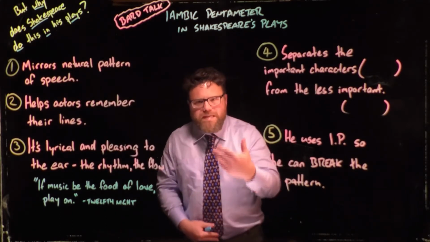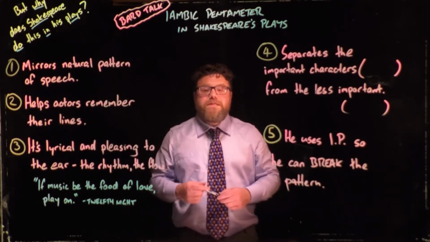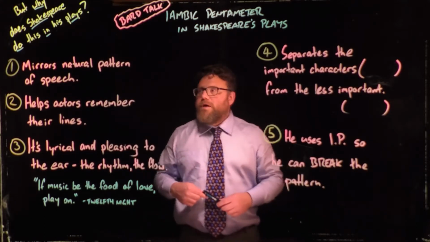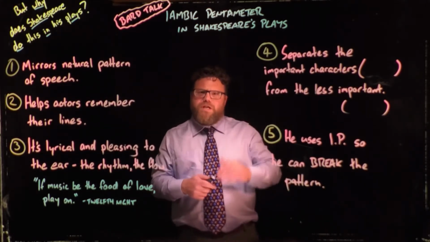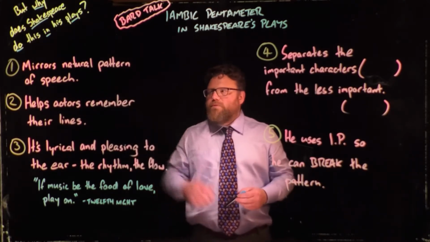So Shakespeare wanted his characters to sound like they were speaking in a way that would be understood by their audience back in the time that he was writing. But he also wanted the structure so that he would be able to construct some of the rhyming lines that he wrote. So that's one reason.